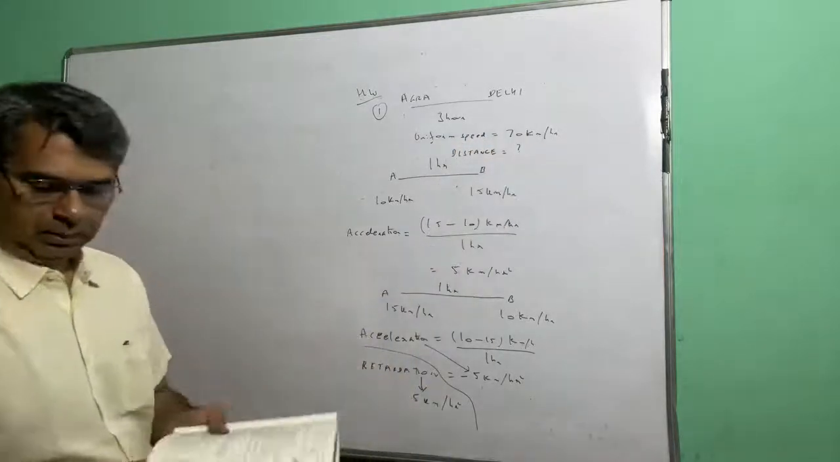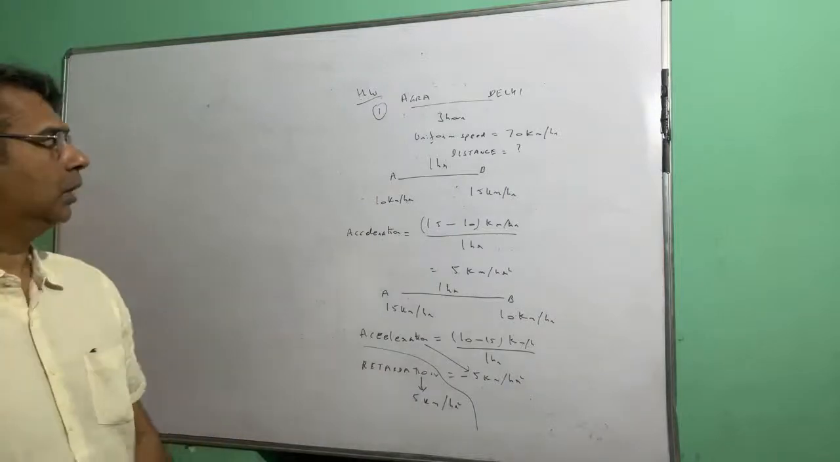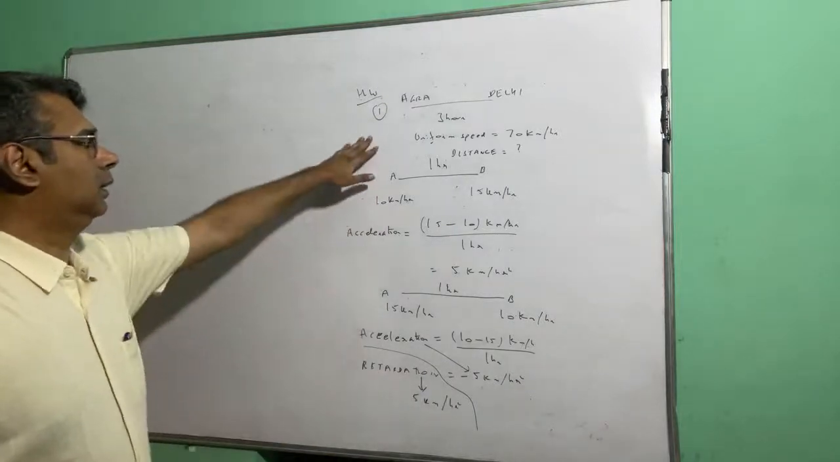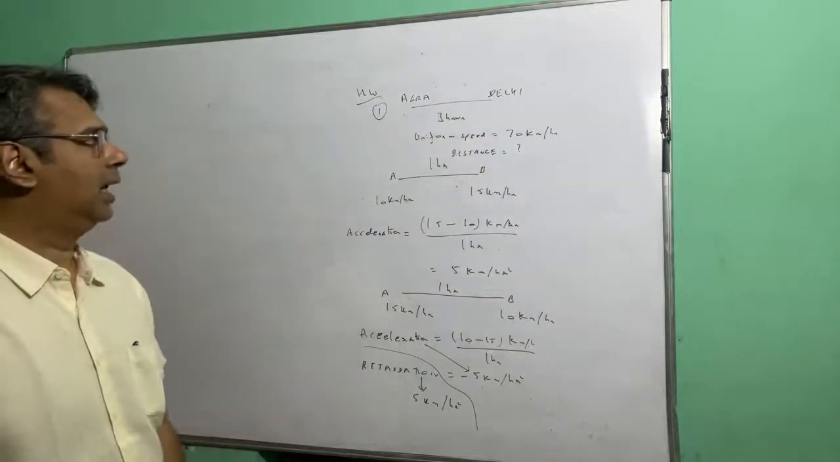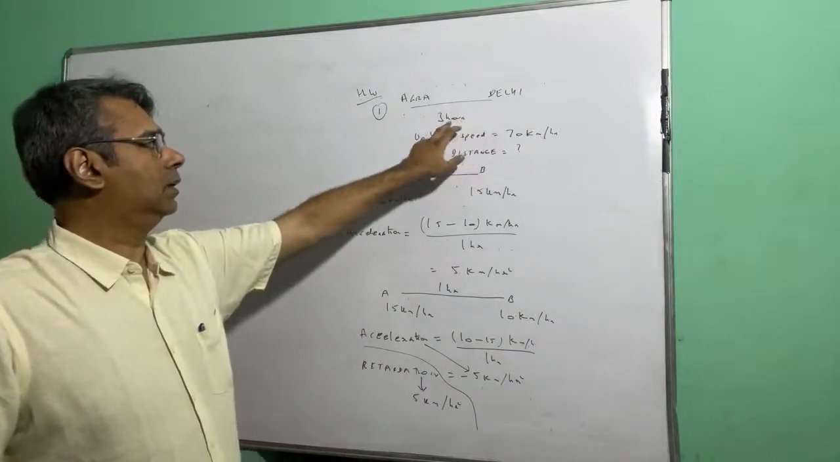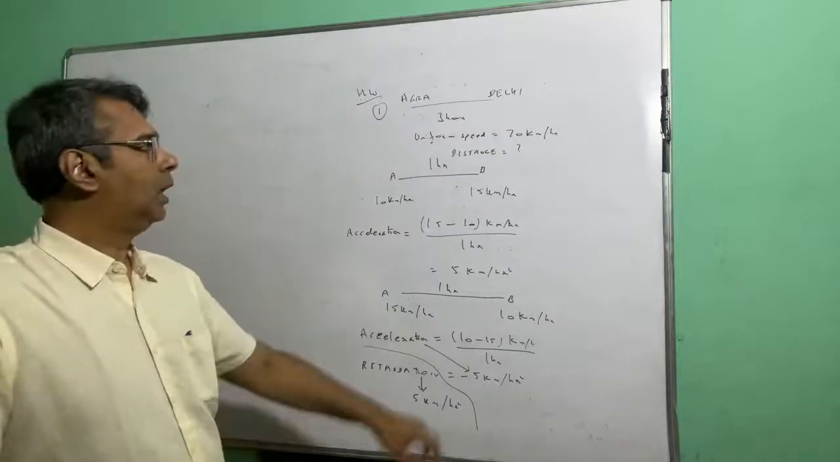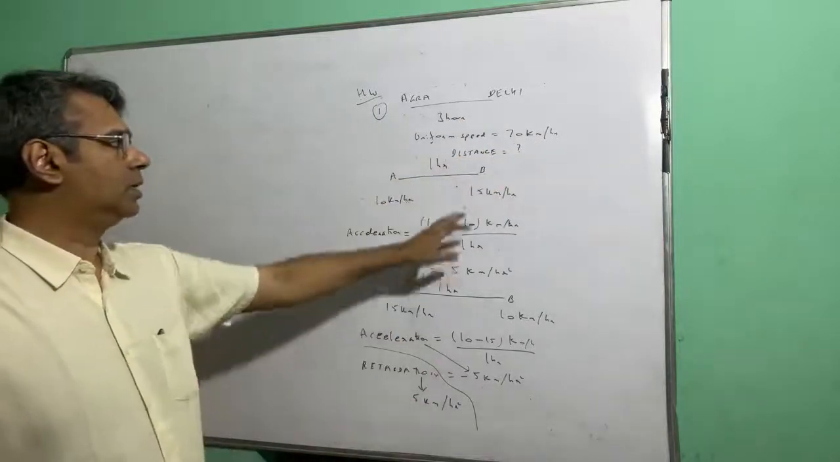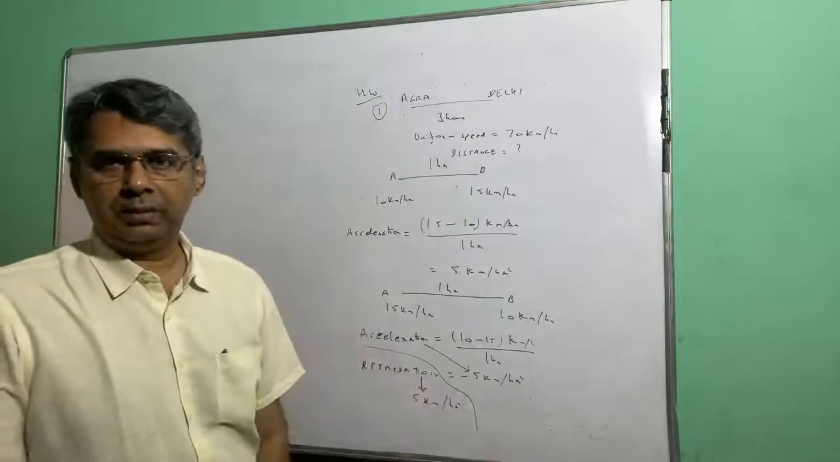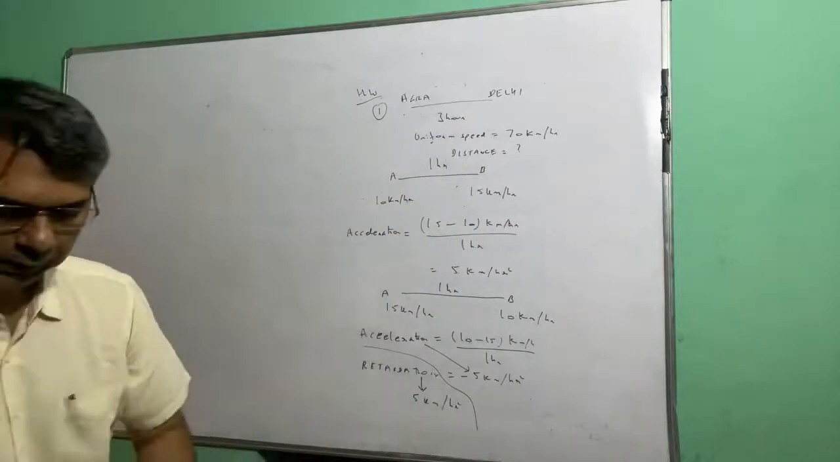So homework number one: a car is going from Agra to Delhi, a journey of 3 hours with a uniform speed of 70 kilometers per hour. What is the distance from Agra to Delhi? Okay, this is the first question.